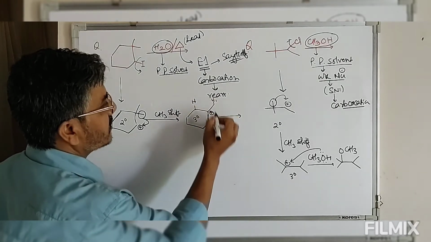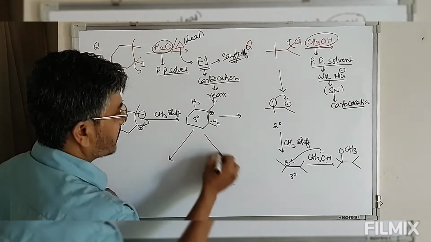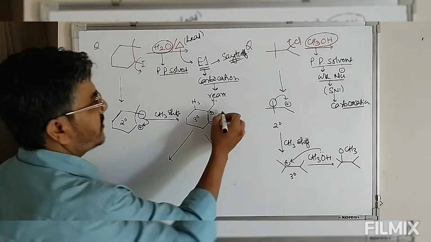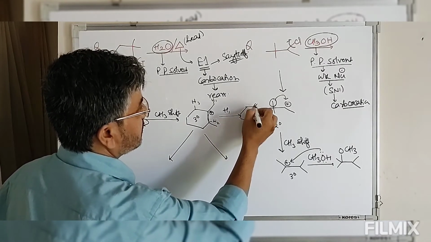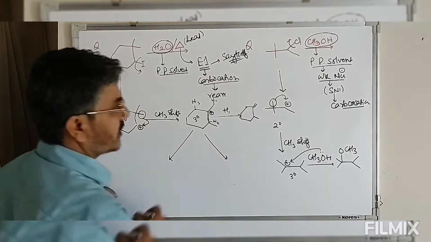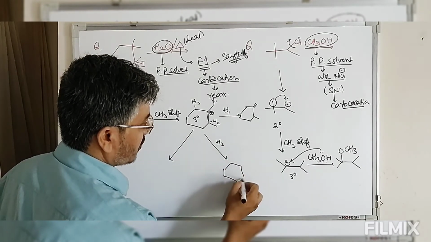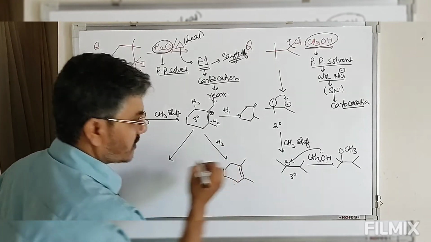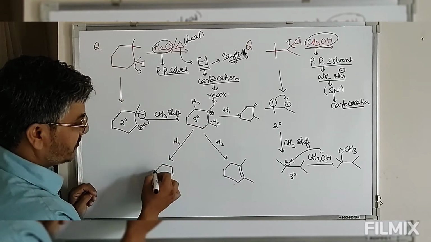Let's call them hydrogen 1, 2, and 3. So we have three possible alkenes that will be formed. By elimination of hydrogen 1, the product obtained will be this. By elimination of hydrogen 2, we will get this product, which is the alkene. By elimination of hydrogen 3, we have this product.